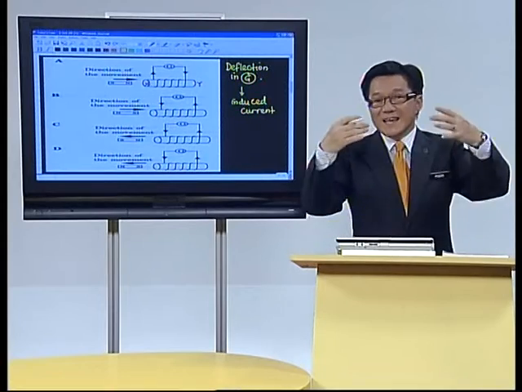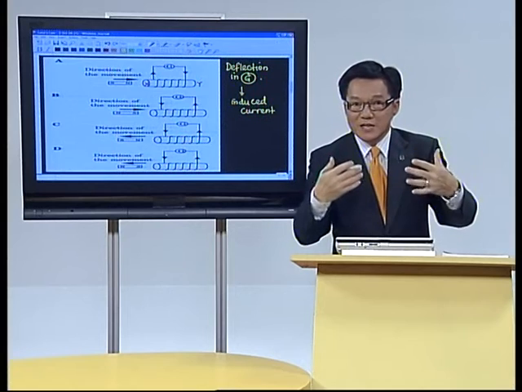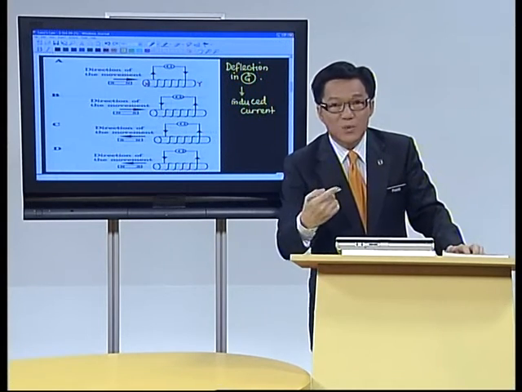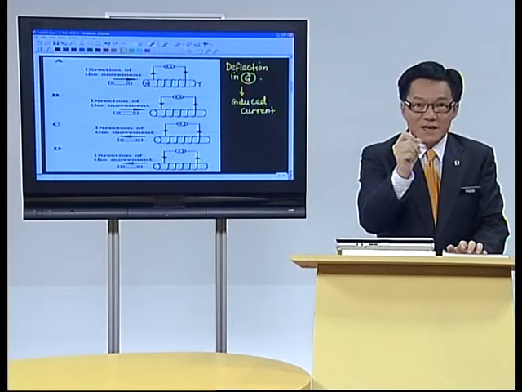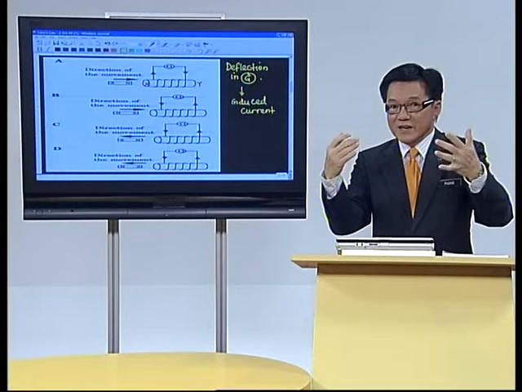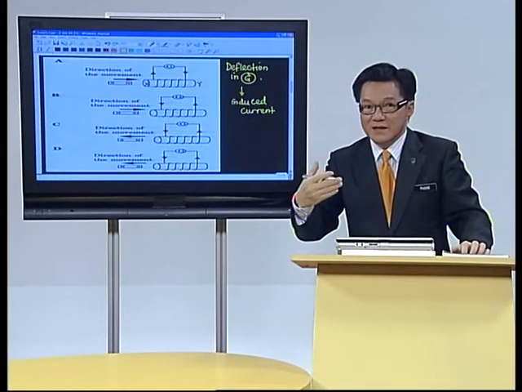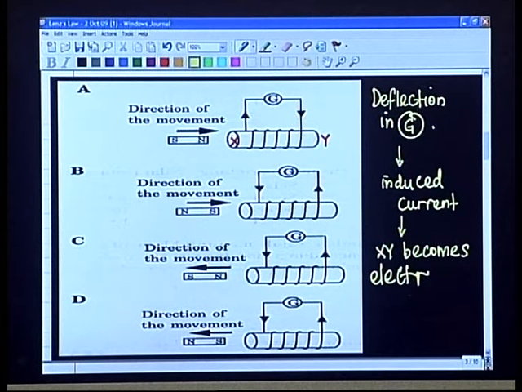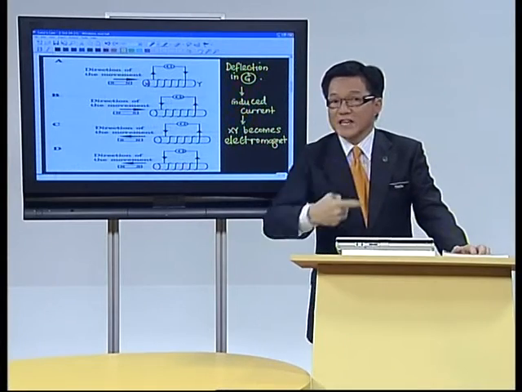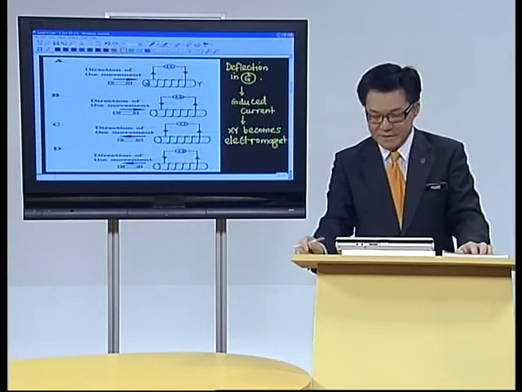Now, because there is an induced current, the coil XY, what has it become? Very good, you are discussing among yourselves and you know what it has become. You have learned that a coil that has a current becomes an electromagnet. Very good. So I write down now, XY becomes an electromagnet. So the coil XY has become an electromagnet.